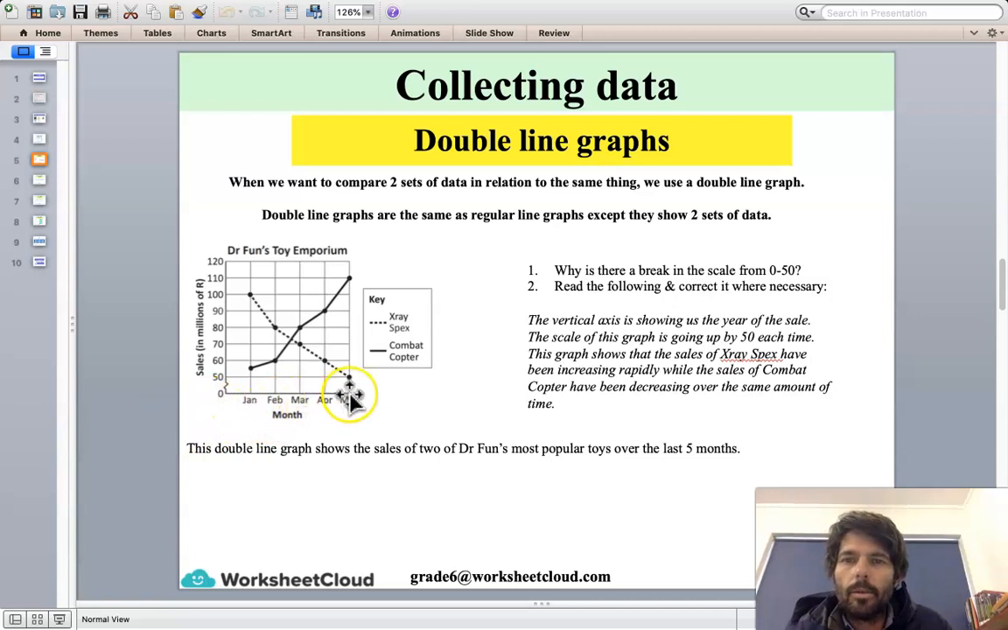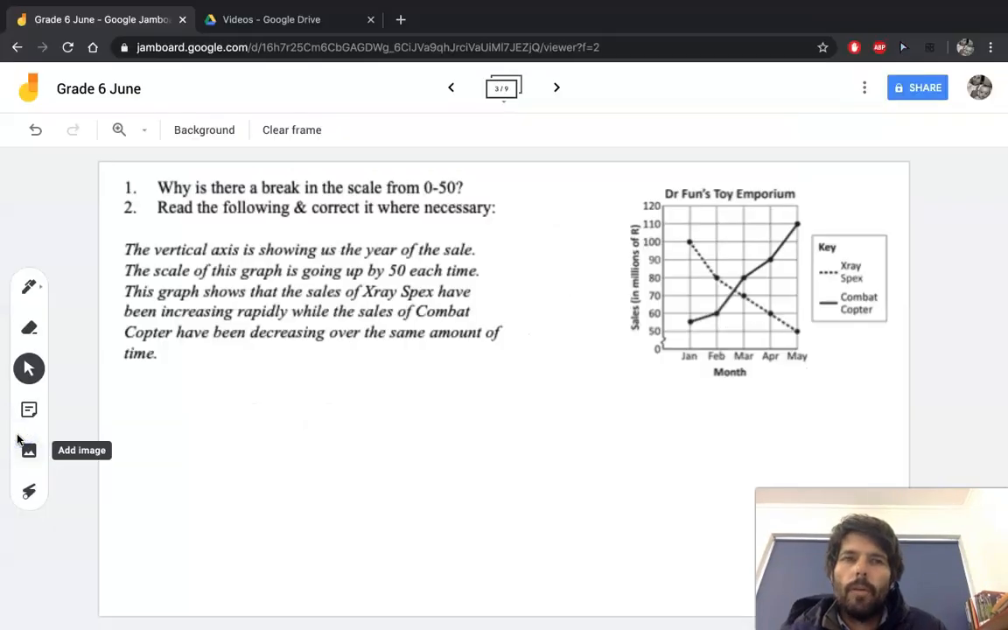The x-axis or the horizontal axis is in months. There's a nice title for the graph, and then there's a key, and the dotted line shows you the sale of X-ray specs, and the solid line shows you the sale of the combat copter. There are 2 questions for you to complete. So I'd like you to go and do this by yourself, and then have a look at how you get on when I go through this question with you on the Jamboard. Off you go. 2 questions regarding this double line graph.